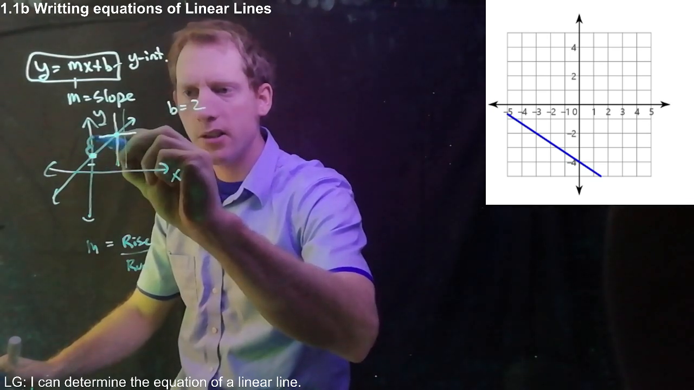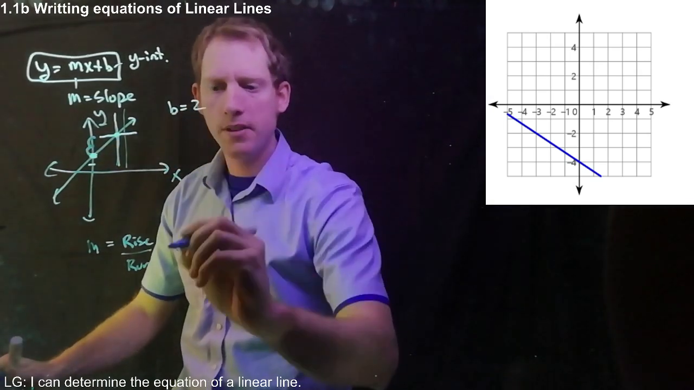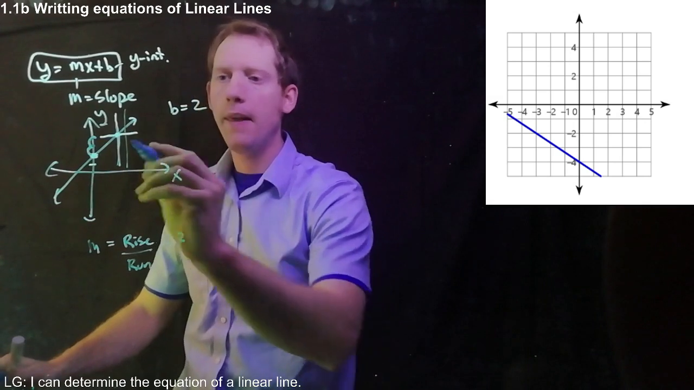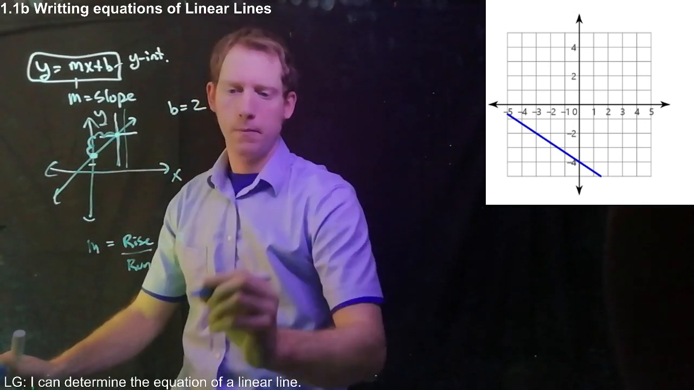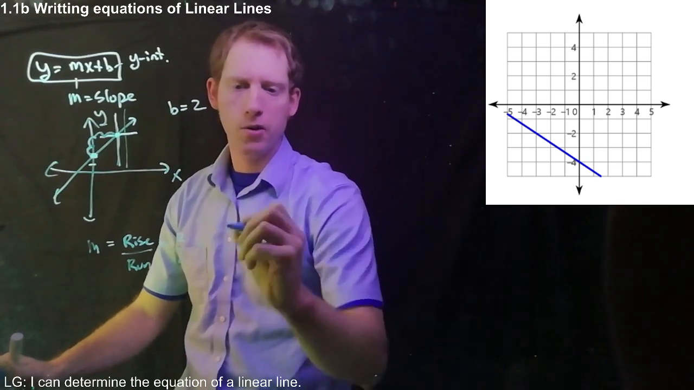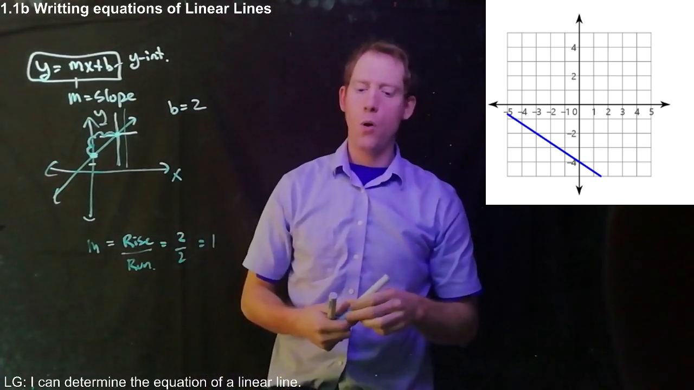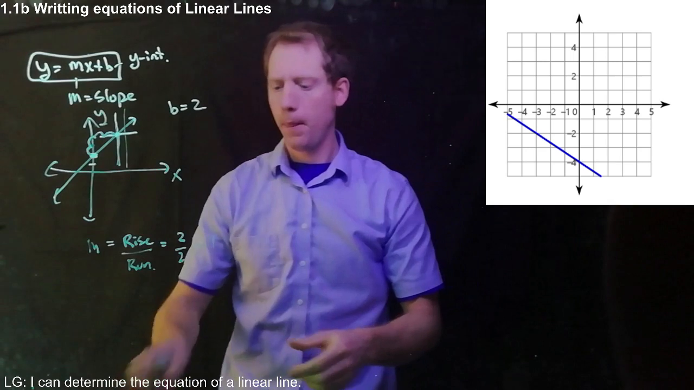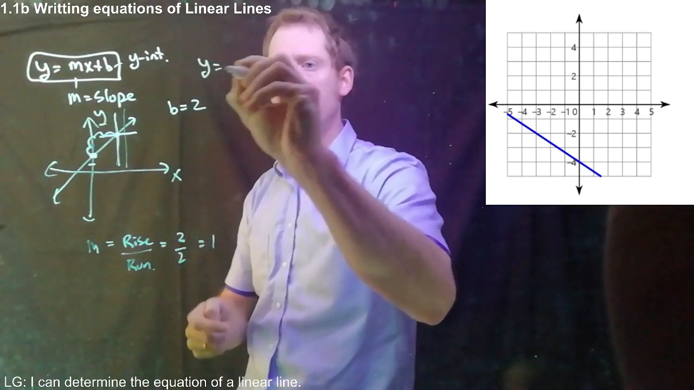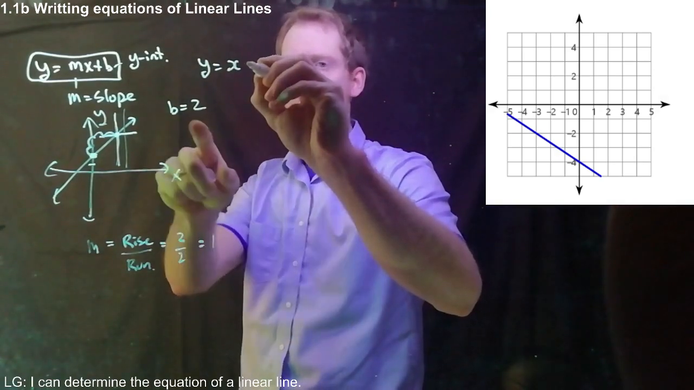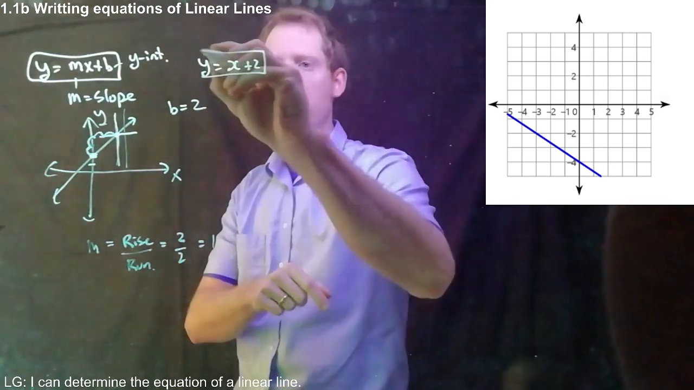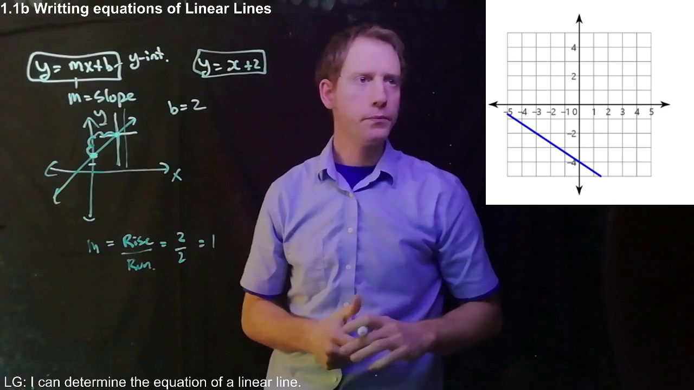Let's say it goes up 1, 2. So m is equal to rise 2, and then how many units did we go over? We went 1, 2. 2 and 2, we get a slope of 1. So the final equation would be then y = x, because there's just 1, okay, plus 2. And then we would just put a box and we'd label it.